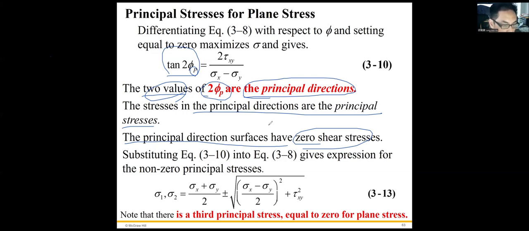So we can combine those equations to find the expression for the non-zero principal stresses. Sigma 1, sigma 2 mean the principal stresses. Two principal stresses, right? You can notice that this is the center and this is the radius. Notice that there is a third principal stress equal to 0 for plane stress, so we ignore the stress in the z direction.